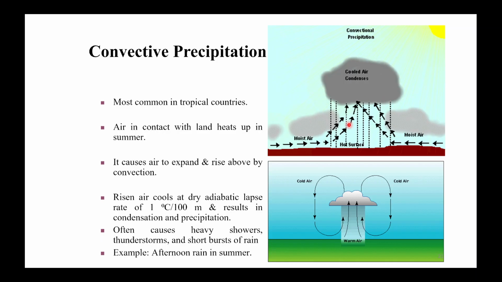Then they will condense, and the area bounded by this type of precipitation will receive heavy intense showers, like thunderstorms even, but they are short bursts of rain. For example, the afternoon rains in summer. This is an example of the convective precipitation, because convection always deals with heat. It is caused directly because of the heat of the sun and not by the geographical factors regarding the land. So this has purely to do with meteorological factors, which is convective.